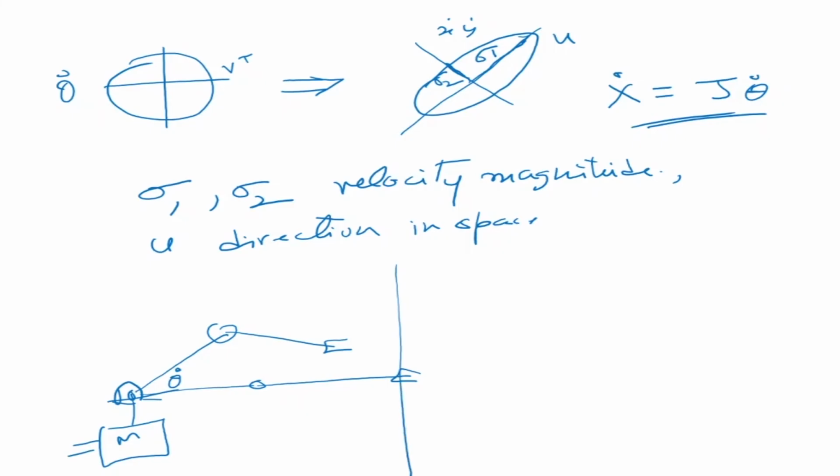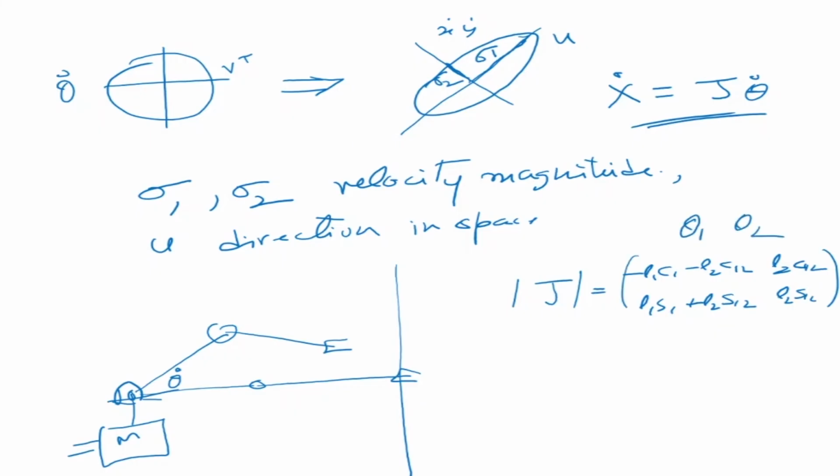So what this means, that your matrix J is a function of sine. There is sine, and we have seen these values: minus L1 cos 1 minus L2 cos 12, minus L2 cos 12, L1 sine 1 plus L2 sine 12, and L2 sine 12. So we have theta 1 and theta 2. So when the manipulator is moving in space, theta 1 and theta 2 is changing. So if this is changing, then this value is changing also.